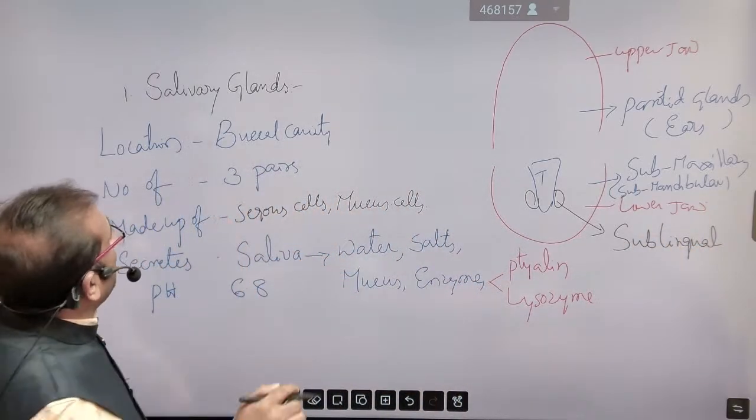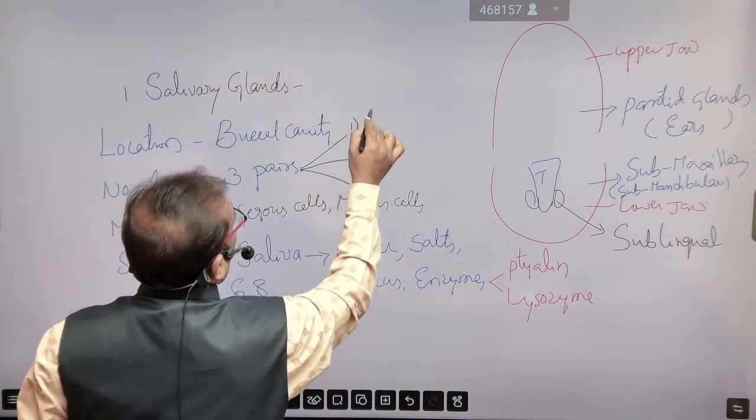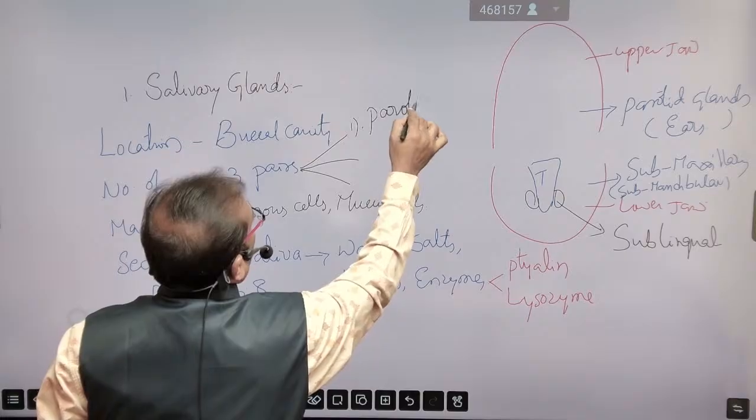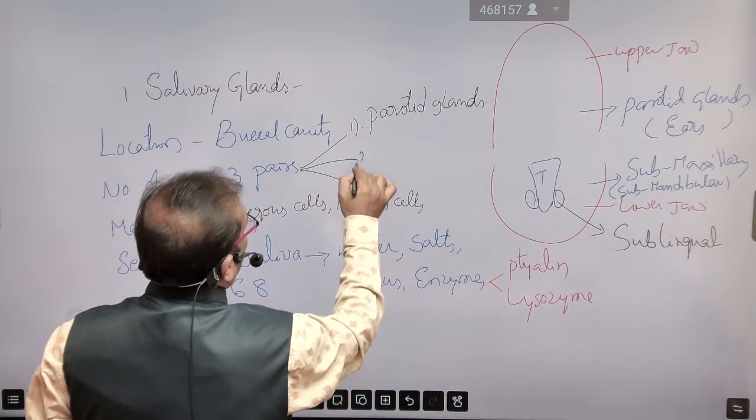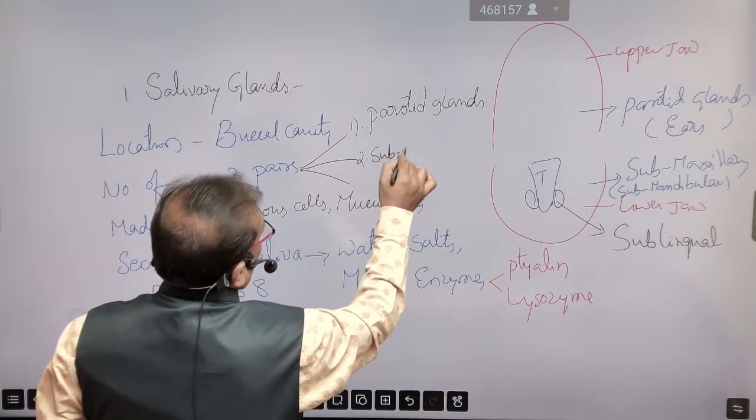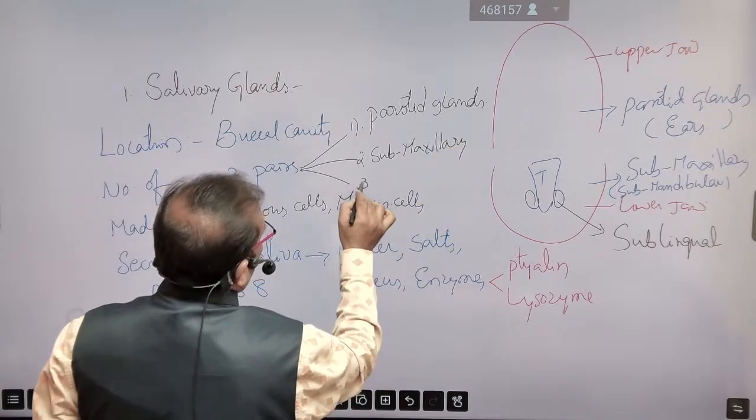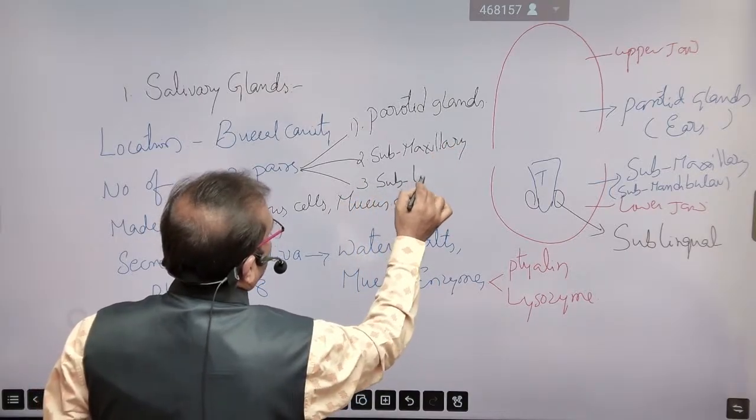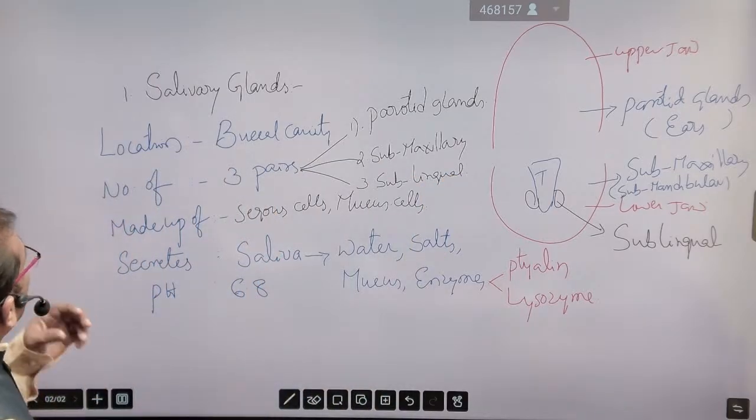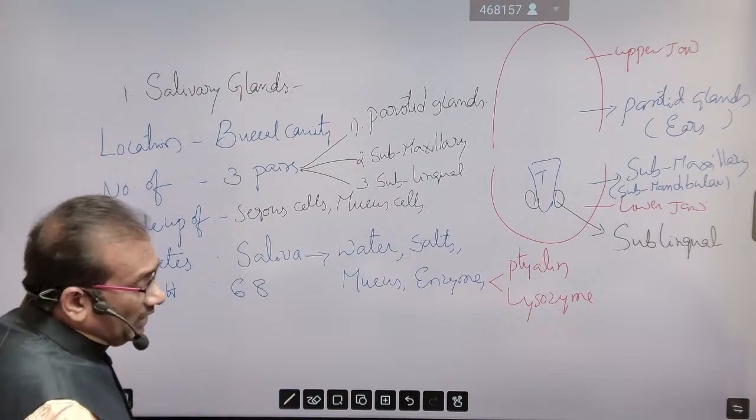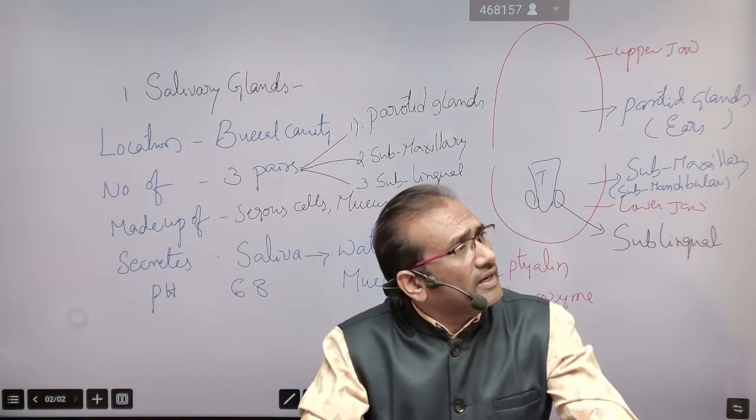So there are 3 pairs of salivary glands. One pair is called parotid glands. Second one, submaxillary. Third one, sublingual. Okay, so these are the salivary glands, the first of the extra alimentary canal glands. They are located in the buccal cavity.